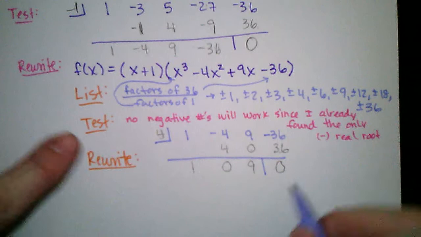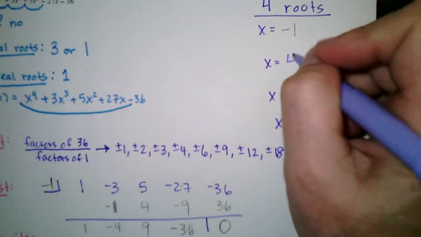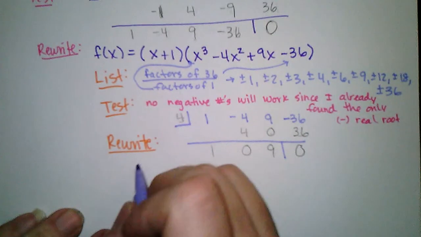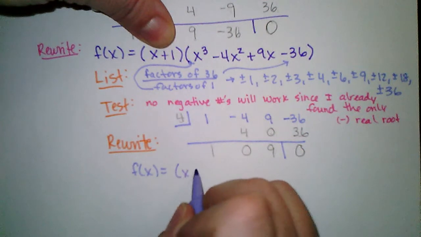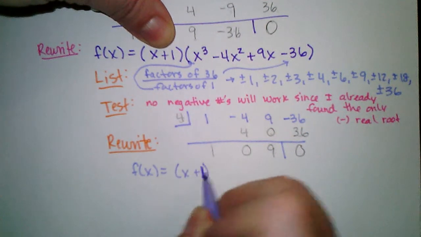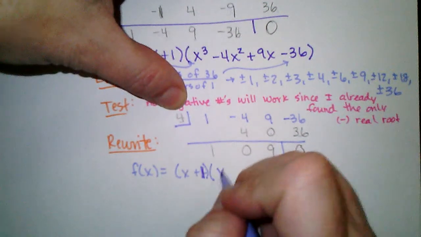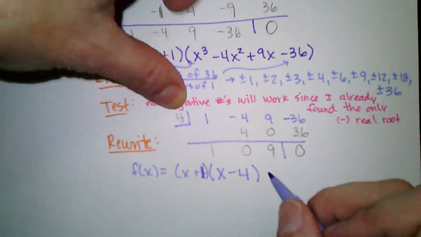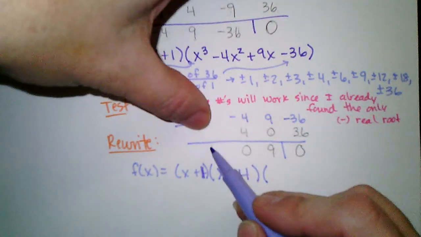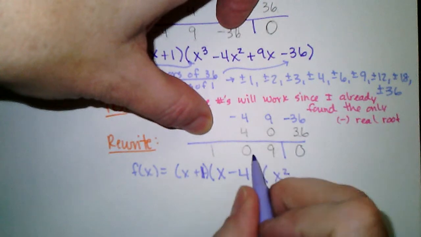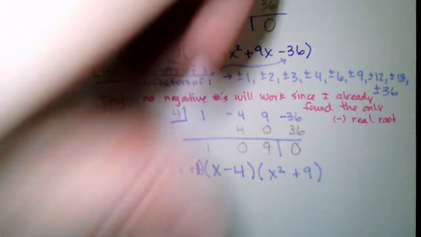So now I can rewrite and I can identify my second root, which was x equals 4. And rewrite f of x equals, keep the x plus 1 from before, x plus 1. And then when you have x equals 4, subtract that 4 over, so your factor becomes x minus 4. And then this row right here, because we started with x cubed, now we start with x squared. So it's x squared plus 0x, which I don't need to write, plus 9. So x squared plus 9.